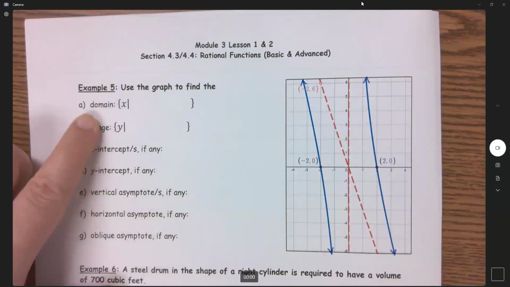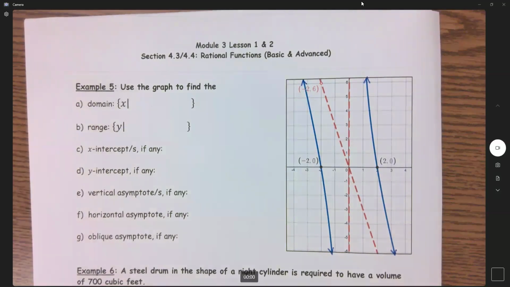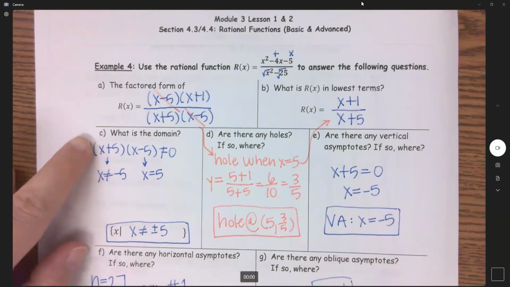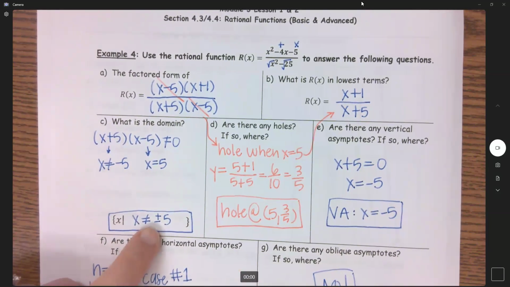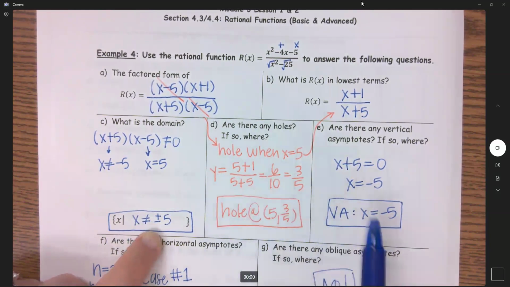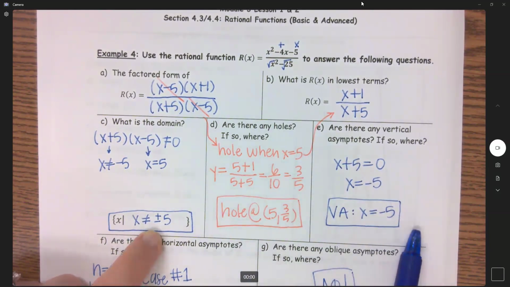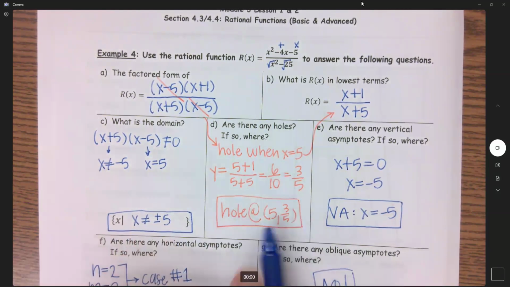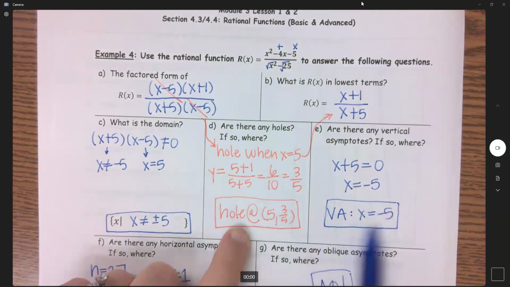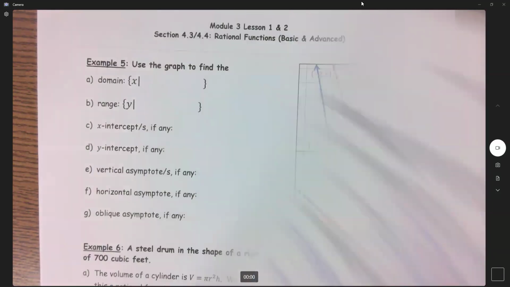So the first thing I want to know is my domain. Well, if I go back to my last example of graphing, I am told that the domain here couldn't equal plus or minus 5 because why? Because of a hole and a vertical asymptote. So that's what I need to look for when I'm looking for that domain. Do I have any holes in my graph, and do I have any vertical asymptotes in that graph?